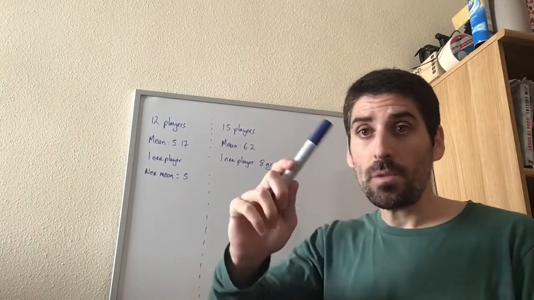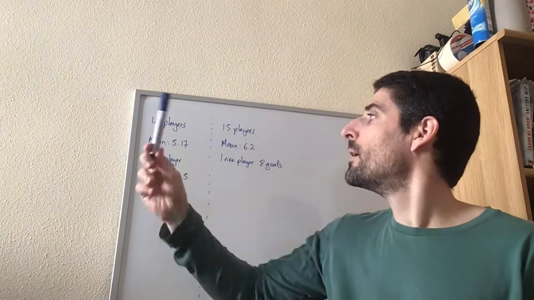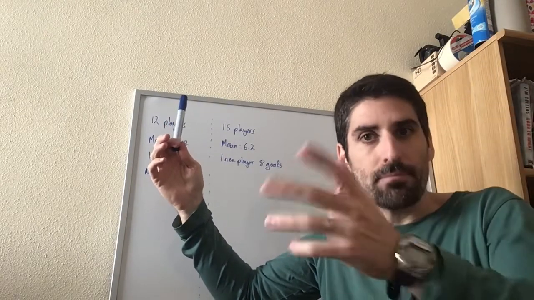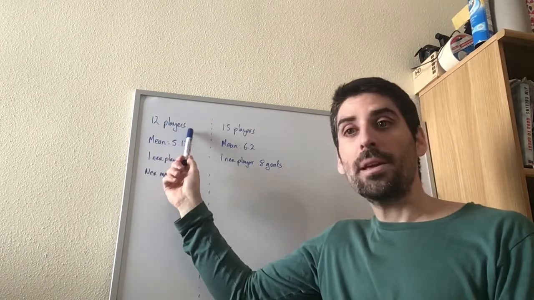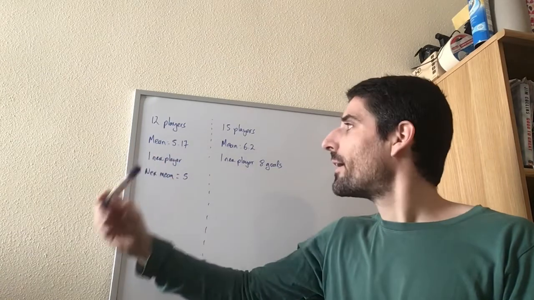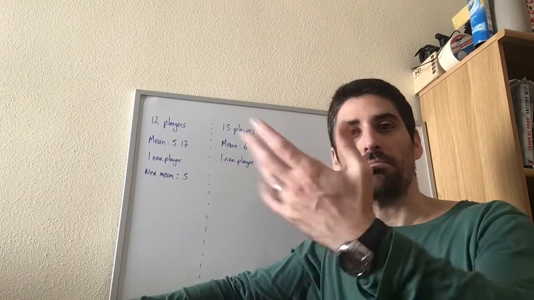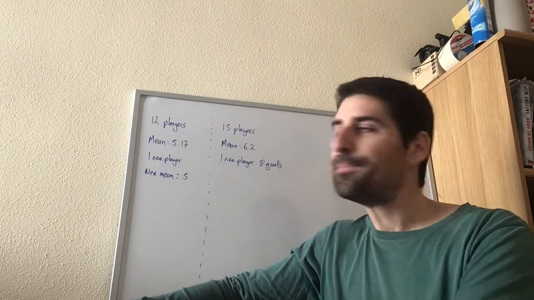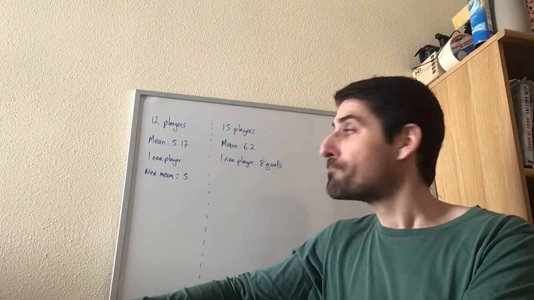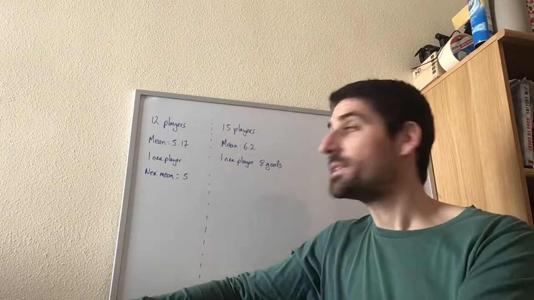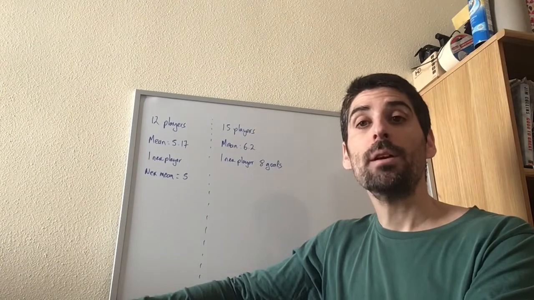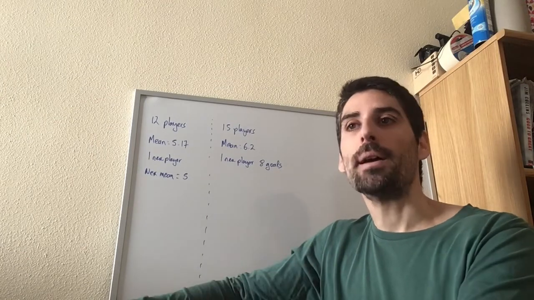So, situation number 1, problem number 1. I have 12 players in a football team. I don't know where I'm going with this football thing, but just go along with me. I have 12 players in a football team, and they have scored 5.17 goals on average, each. A new player joins the team, and the mean now is 5 goals. So the question is, how many goals did that new player score?